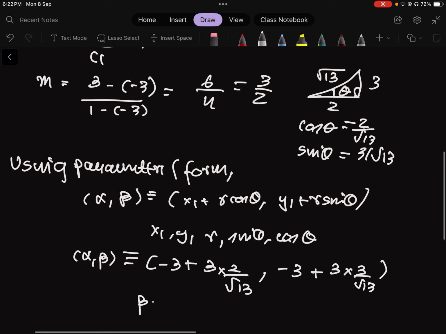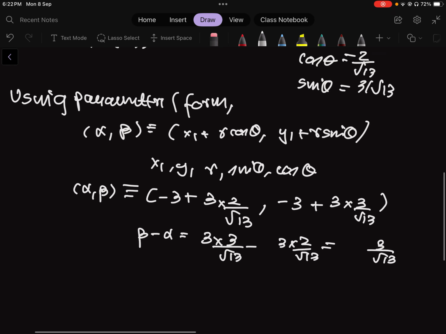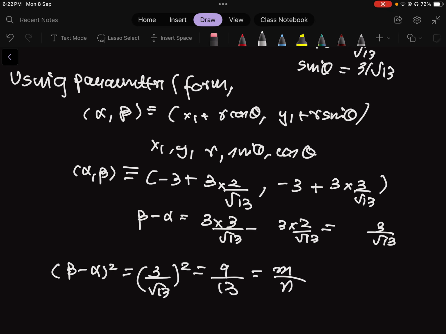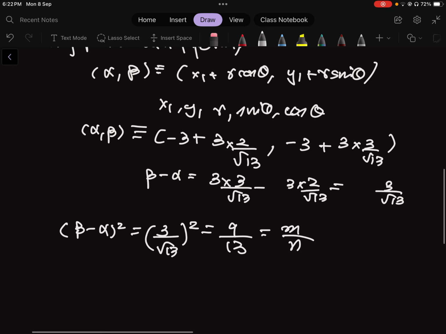Now you want beta minus alpha, right? Which is nothing but this whole thing minus this, which just leaves you with 3 into 3 by root 13 minus 3 into 2 by root 13, which is just 3 by root 13, correct? Now when you square this, beta minus alpha square is equal to 3 by root 13 whole square, which is nothing but 9 by 13, which is m by n. And we know that 9 and 13 have no common factor. So the GCD of 9 comma 13, and thus of m comma n, is equal to 1.